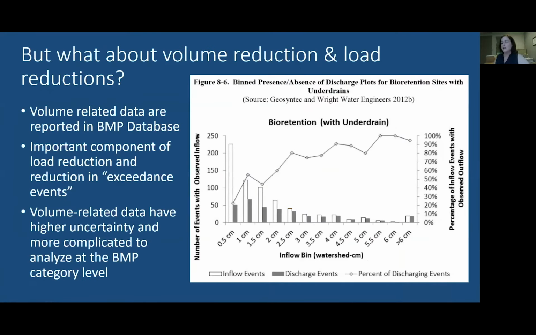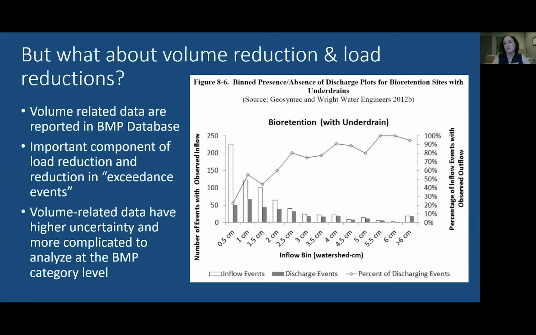So some of you may be saying, well, what about volume reduction and load reduction? And this is absolutely a critically important part of looking at BMP performance. And we do have volume-related data in the BMP database, and volume reduction is an important component of load reduction. It can be a key tool to reduce the number of exceedance events if that's a condition for you in your permit or your TMDL. But we don't look at loads and volume reduction in these category level summaries because there's a lot of uncertainty and challenges in accurately monitoring flow. And so we've chosen to focus on concentrations.